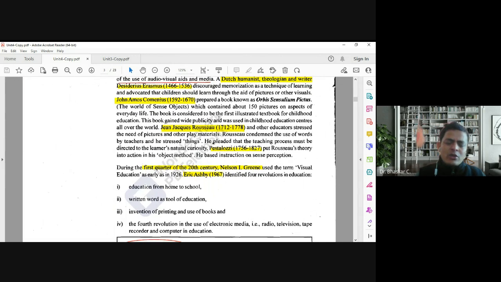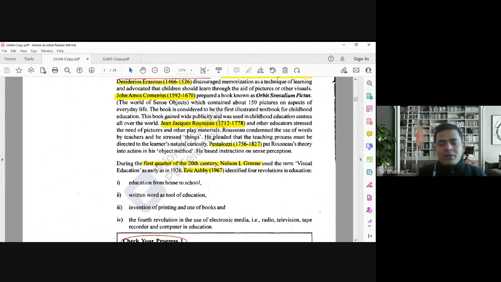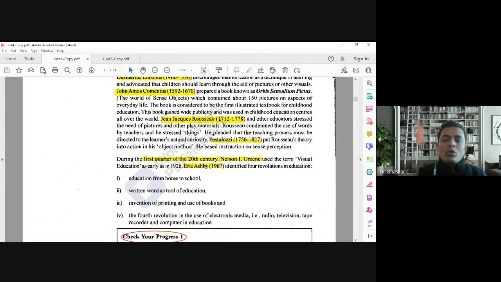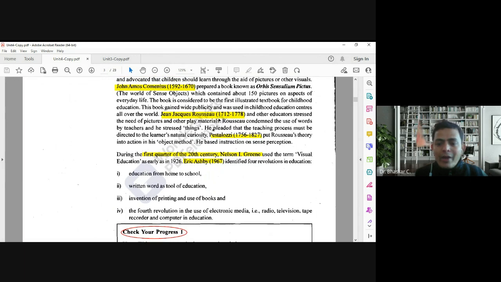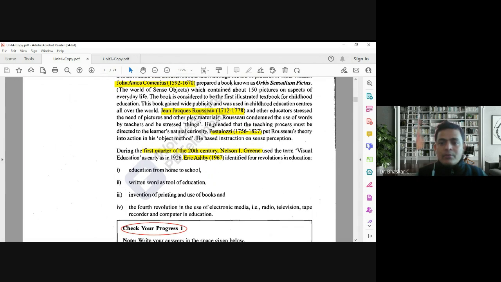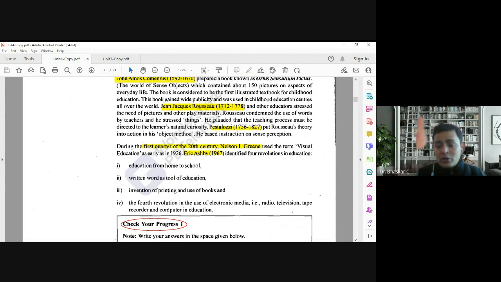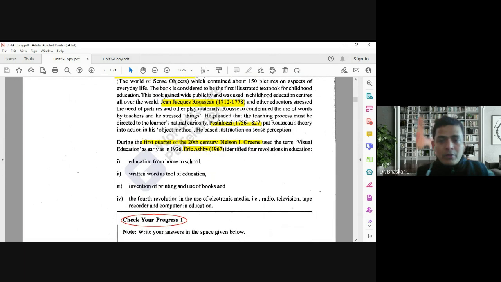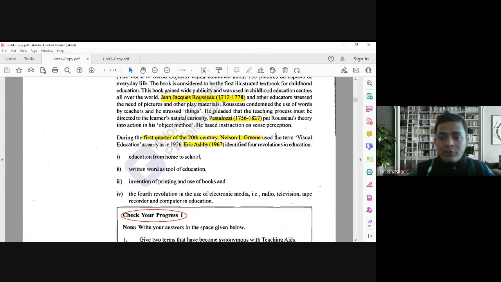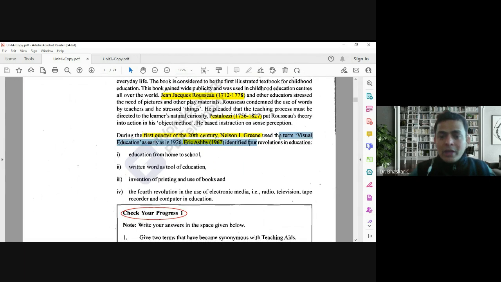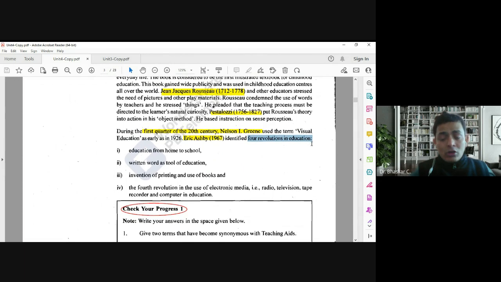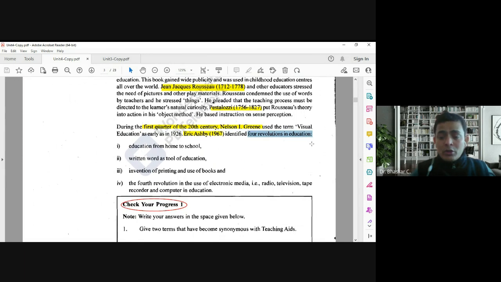So the last century has seen more than 300 people who have contributed differently in the field of mass media education, right? But we need to take a few only, and for that, we will talk about Eric Ashby of 1967, who talked about four revolutions in education. He talked about four revolutions, and this is very important to understand.